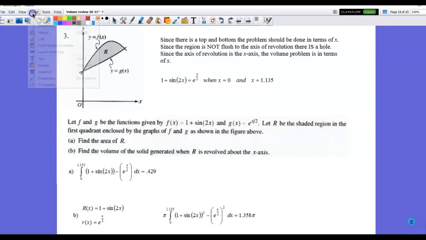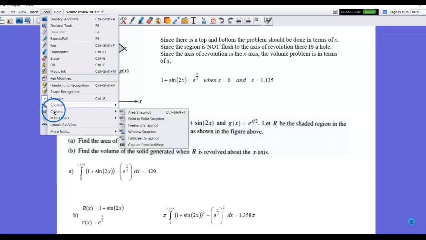Let's bring my revealer in, insert tools, revealer.